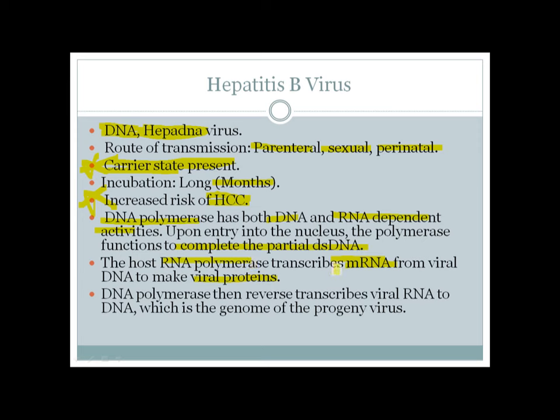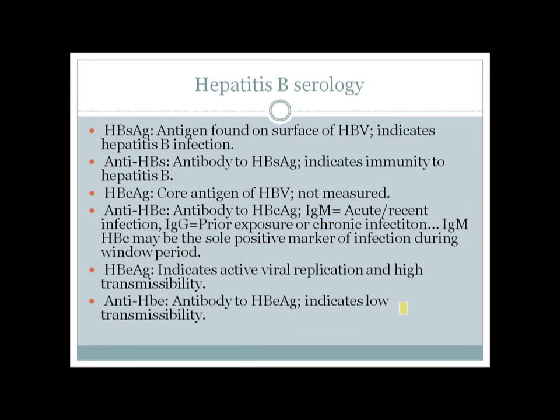But later on, this RNA will be again converted to DNA by the reverse transcriptase activity of the DNA polymerase. So RNA dependent DNA polymerase, and this will lead to the formation of the genome of the progeny virus, which is actually a DNA virus. So this is very important.